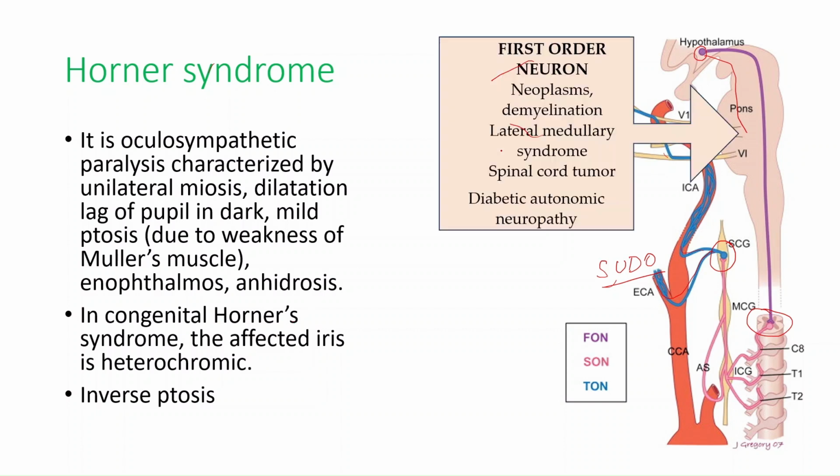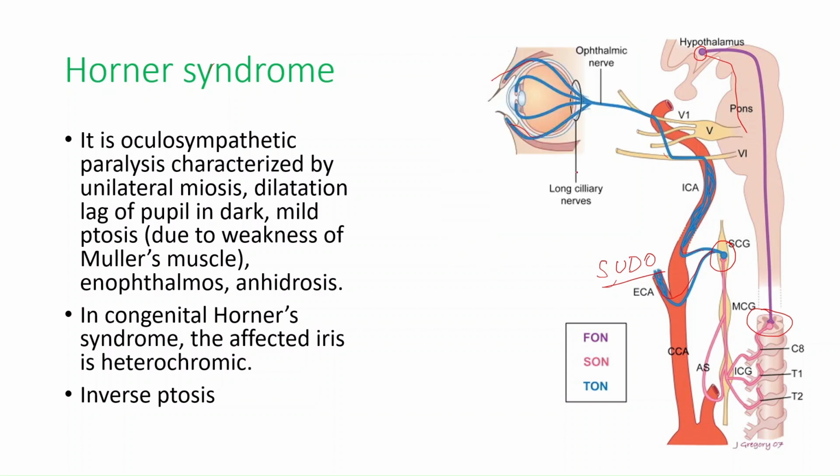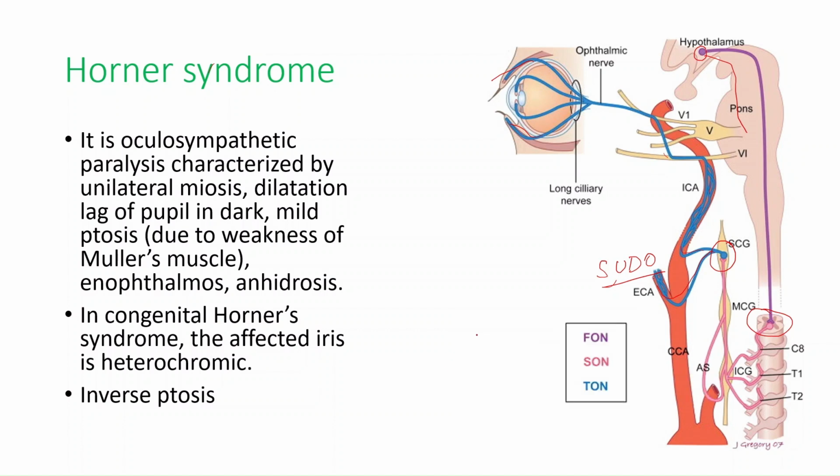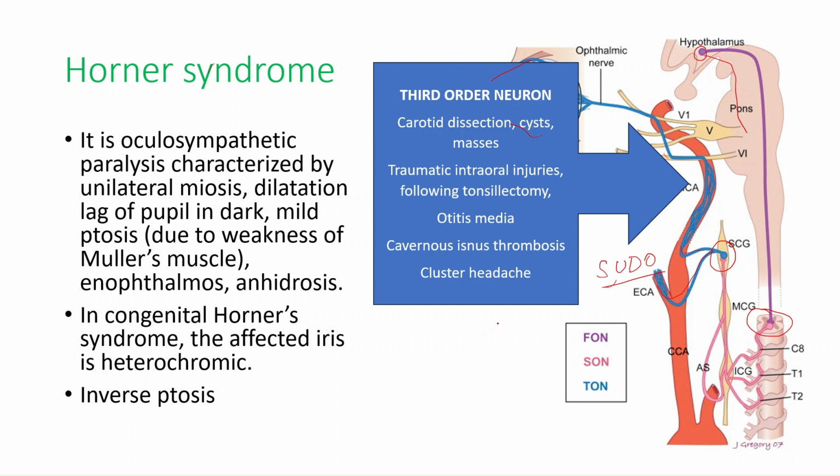So what are the causes of affection of the first order neuron? Neoplasms, demyelination, lateral medullary syndrome, spinal cord tumors, and diabetic autonomic neuropathy. Second order neuron: Pancoast tumor is the most important cause because these fibers pass along the apex of the lung. So you should be cautious when you are dealing with Horner syndrome in smokers. Also fracture of the rib and brachial plexus injury. Third order neurons: carotid dissection, cysts, masses, traumatic intraoral injuries, otitis media, cavernous sinus thrombosis, and cluster headache.